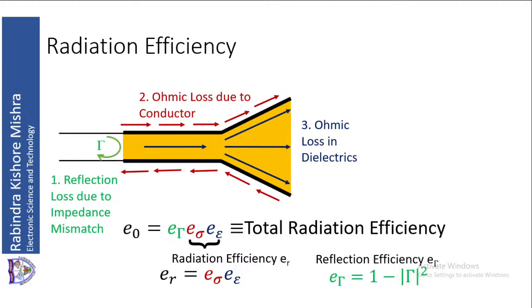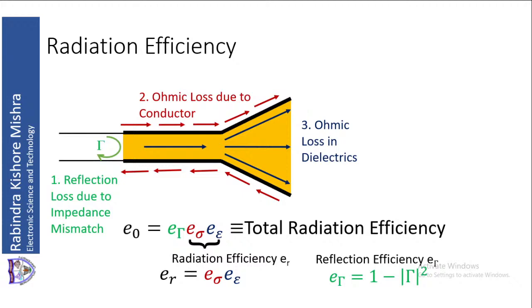Then there will be ohmic losses in the dielectric used in the antenna, because no dielectric is perfect. All dielectrics will have some amount of conductivity. Because of the conductivity, there will be ohmic losses in the dielectric. So there will be three losses: one is reflection loss, one is ohmic loss due to the conductor, and the other is ohmic loss due to the dielectric. These three losses are inherent in most antennas.